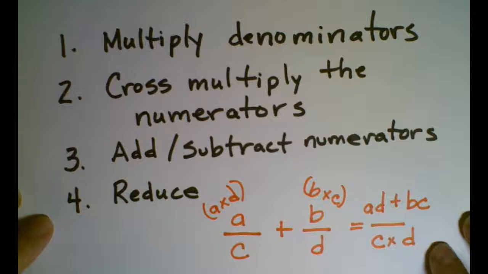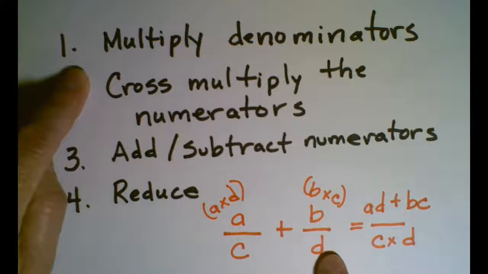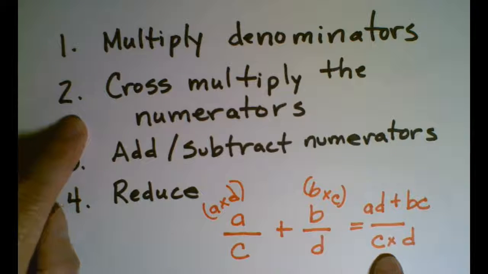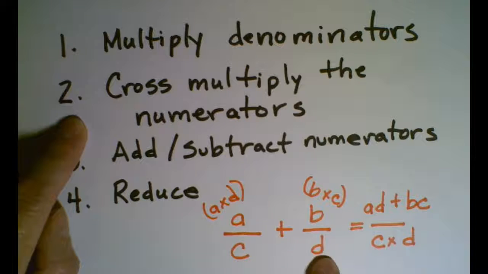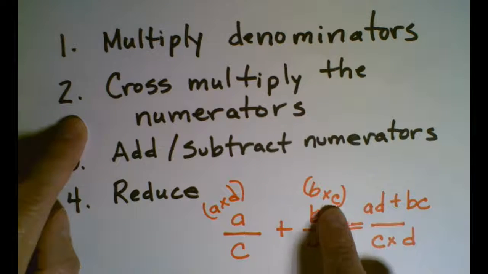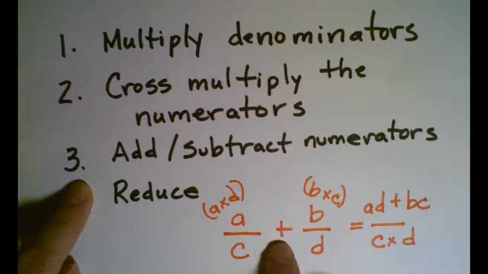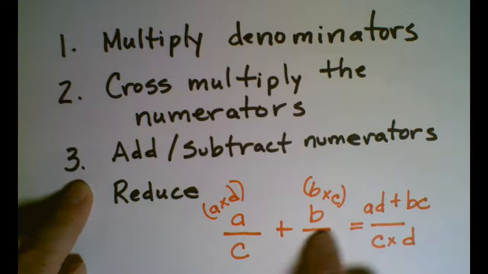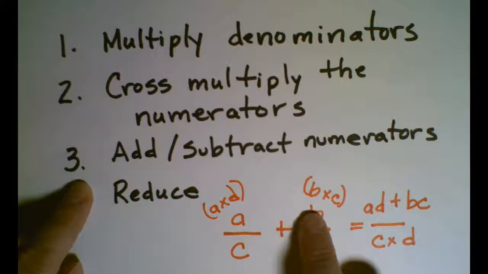Well, 4 steps. Number 1, multiply the denominators together. C times D will give us our new denominator. Step 2, cross multiply the numerators. So A times D, C times B. A times D, B times C. Step 3, add or subtract. In this case it says add, so I'm going to take that answer I got up here for A times D and add it to what I got for B times C.